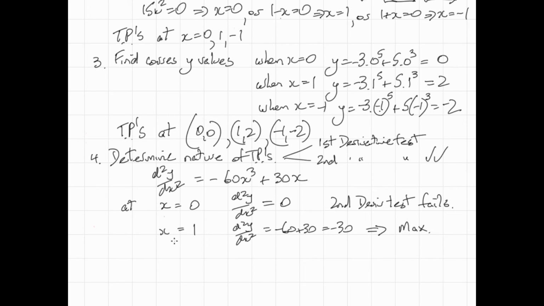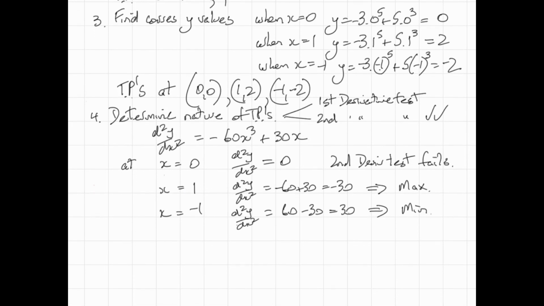From work previously done, if the second derivative is negative, we have a local maximum. So x equals negative 1 is where the third turning point is. d2y/dx2 will be equal to, once again when we cube, because that's an odd power, that is going to be negative, so the negative times the negative will be positive 60 minus 30, and that's equal to positive 30. Because the second derivative is a positive value, we have a local minimum.